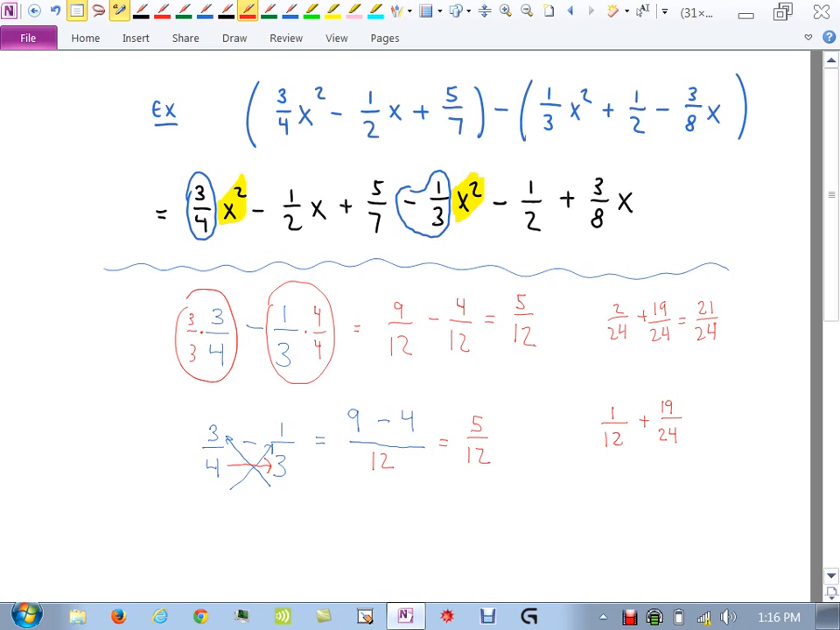But if you do it the way I just showed you, you have to do what? 24 times 1, which is 24. And then multiply this way, 12 times 19, which is 228. So plus 228 all over 12 times 24, which is 288. So then when you put those together, you get what, like 252 over 288. And that fraction reduces to become this.